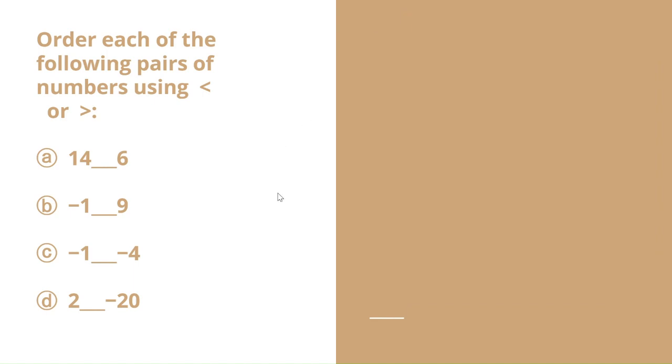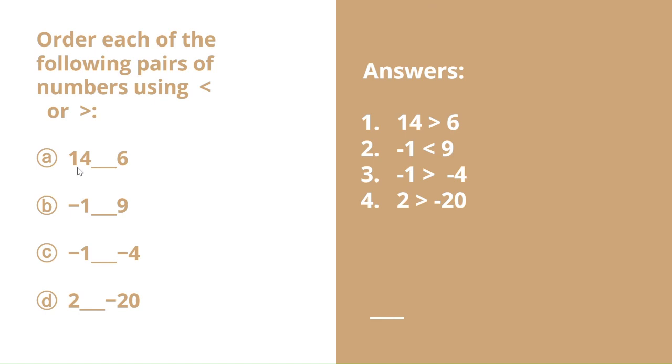Okay, I think time's up. For the first one, 14 is greater than 6, and for the second one, -1 is less than 9, and for the third one, -1 is greater than -4, because for a negative, the number that is farther from 0 is smaller. And for number 4, 2 is greater than -20, because 2 is positive and -20 is negative.